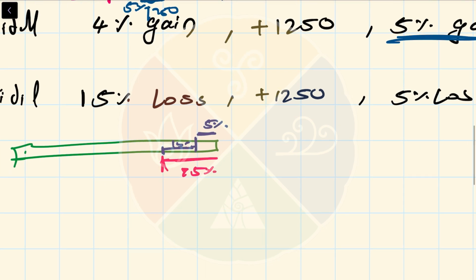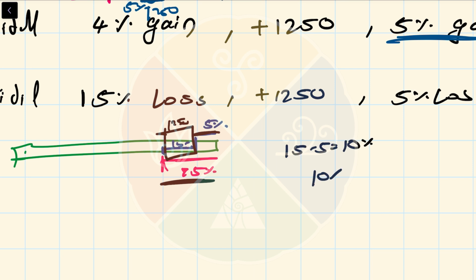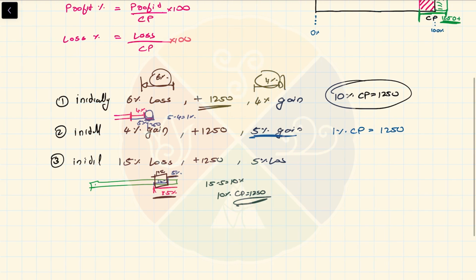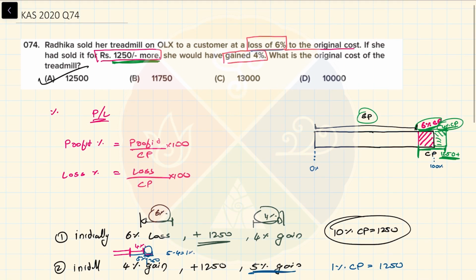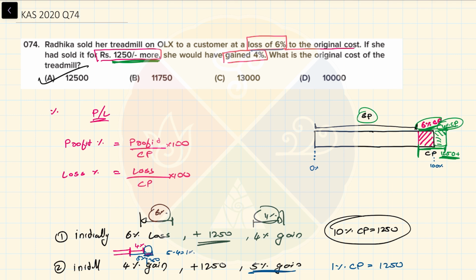So we have to calculate this difference. This difference is 1250, and that difference is 15 minus 5. 15 minus 5 is 10 percentage. So again 10 percentage of cost price is 1250, you'll get the same amount. So these types of questions could be asked from here, and this is the easiest way to solve it.